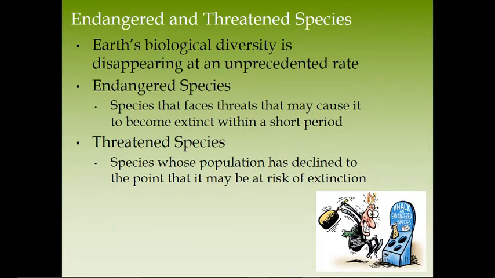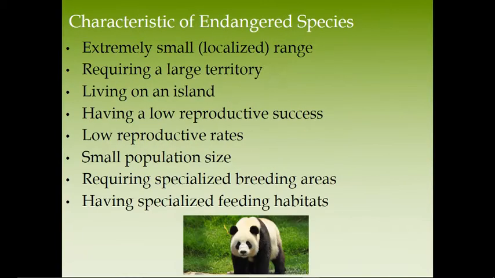Our Earth's biological diversity is disappearing very quickly. Endangered species are species that may become extinct in the very near future due to certain threats if humans don't take action. A threatened species is a species whose population has declined so dangerously low that they also may be at risk for extinction. Some characteristics of endangered species are an extremely small range over one small area.